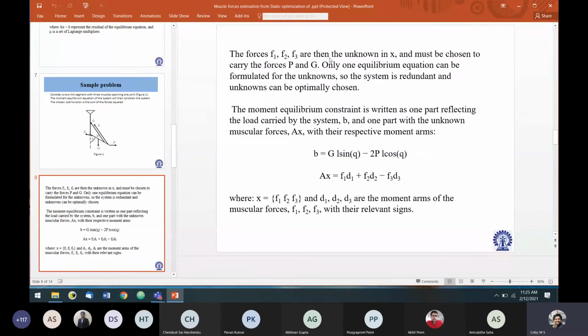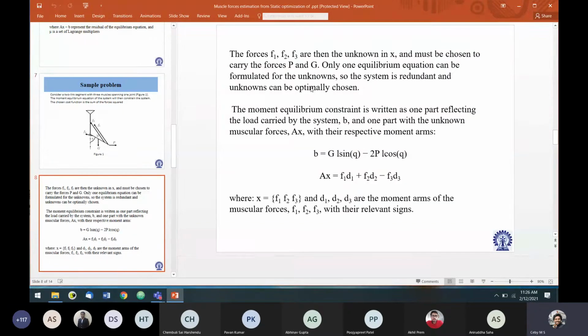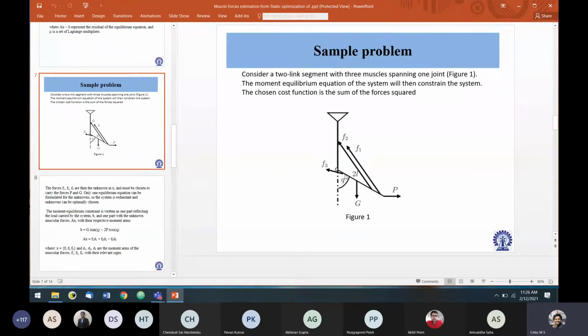Here I'm going to use the moment about the joint center, that is this point. I'm going to take moment about that particular joint center. So here it is said the forces F1, F2, F3 are the unknown, and they are called X, and must be chosen in such a way that it carries the forces P and G. So it just creates an opposite moment, but F3 is not causing an opposite moment. F2 and F1 will be balancing it.